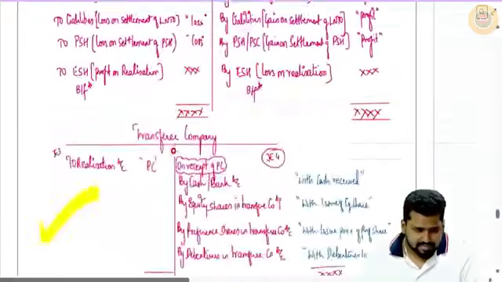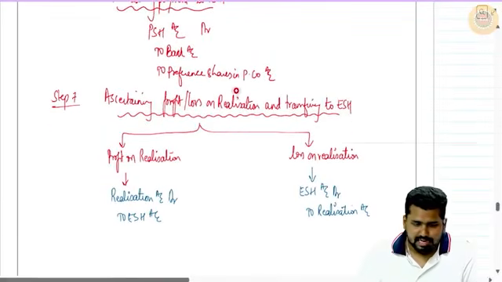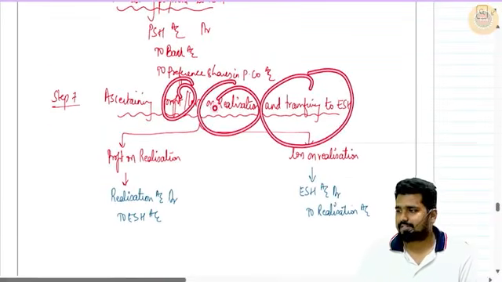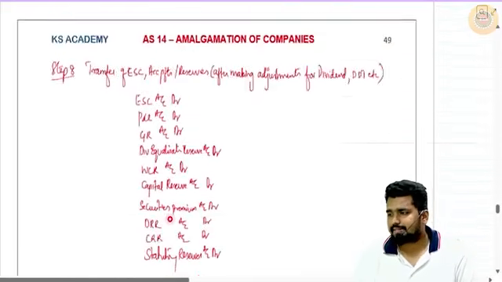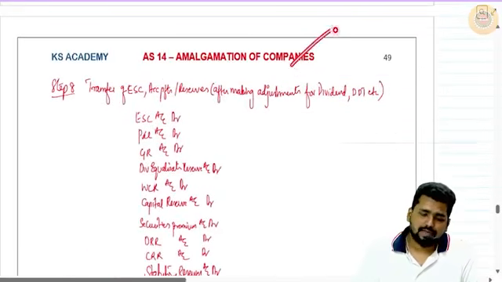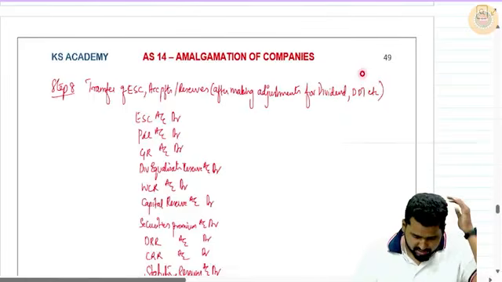That's why the entry will be transfer of profit or loss on realization to equity share capital. Profit means realization to equity shareholders, loss means equity shareholders to realization account. Now everyone you have paid. Now lastly the hero of the company, the owners, we have to settle them.